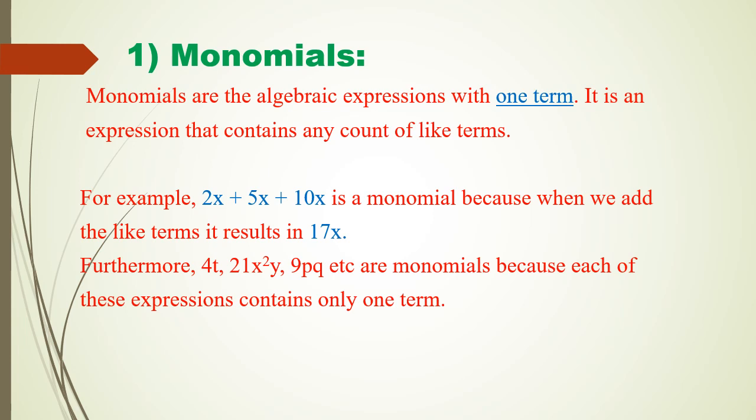Here the algebraic expressions are same. So if we add, we'll get 17x. It has only one term. So it is a monomial. More examples are 40, 21x square and 9pq. These are the examples of monomials. It has only one term.